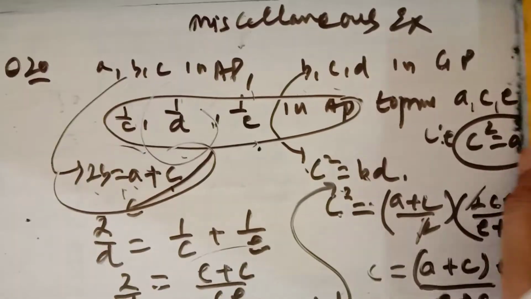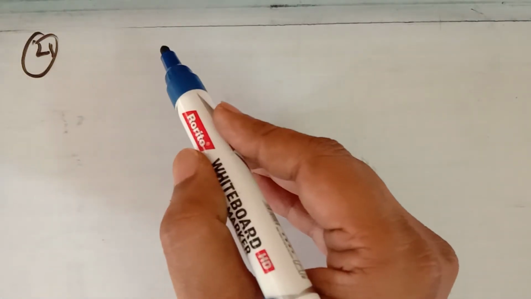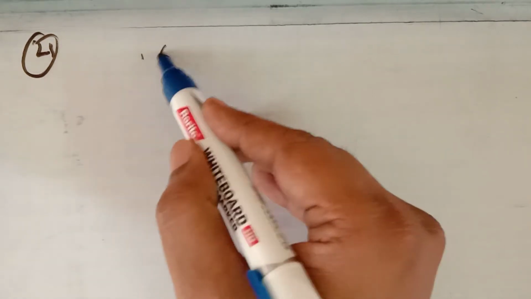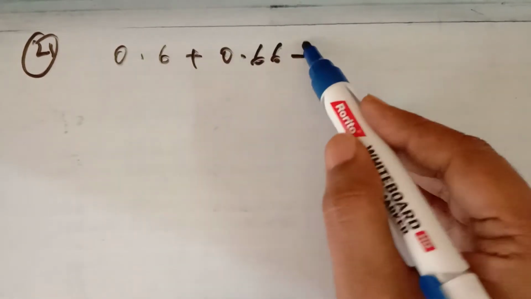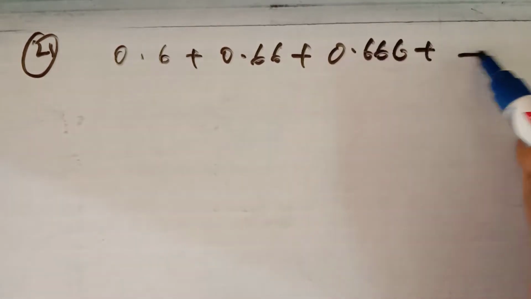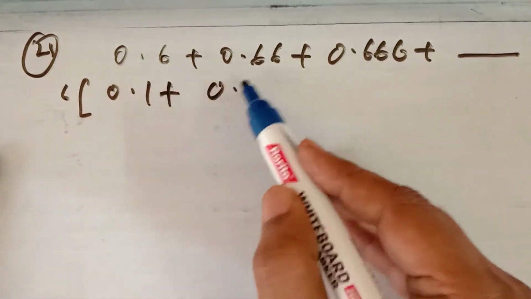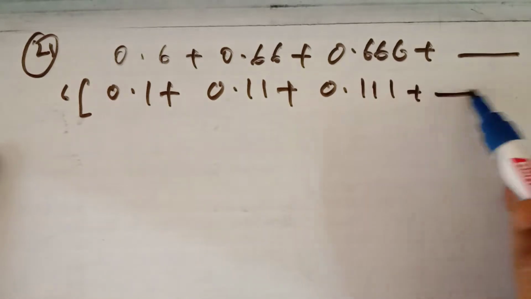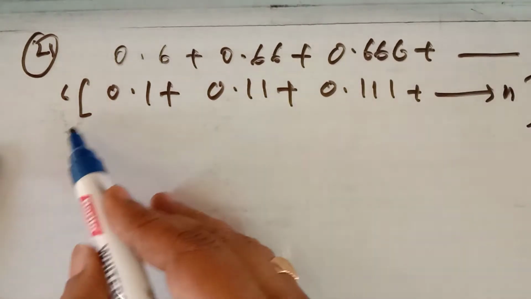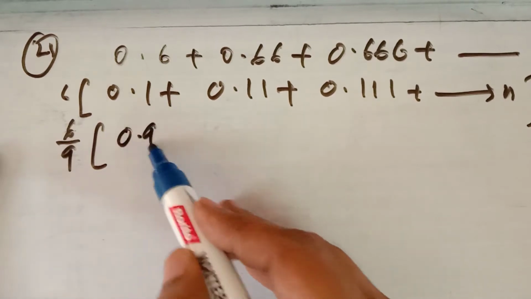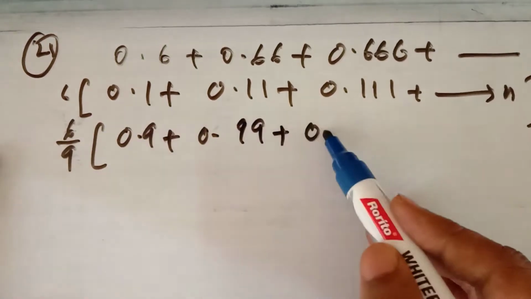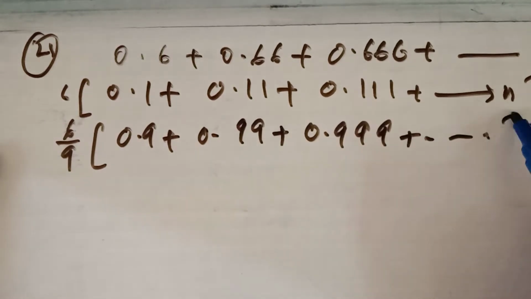Now question number 21. You have to find the sum of this series, which you have already done; the first part we did in the last exercise. Let us take this: 0.6, 0.66, 0.666 up to n terms. First take 6 common, so it will be 0.1, 0.11, 0.111 up to n terms. Then you multiply by 9 and divide by 9. It will be 0.99, 0.999 and so on up to n terms.